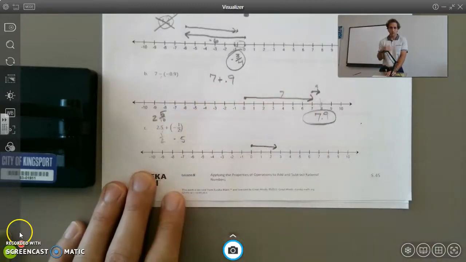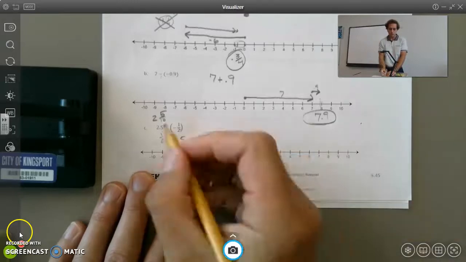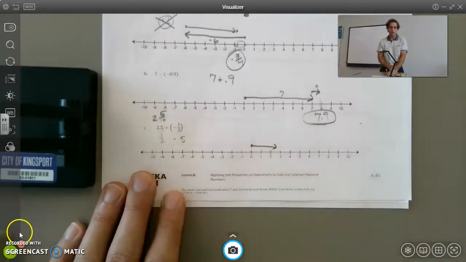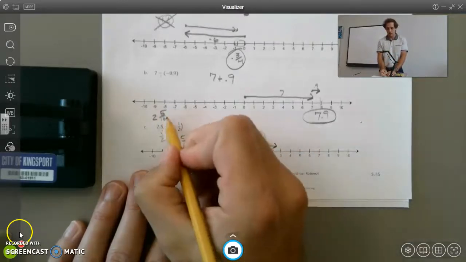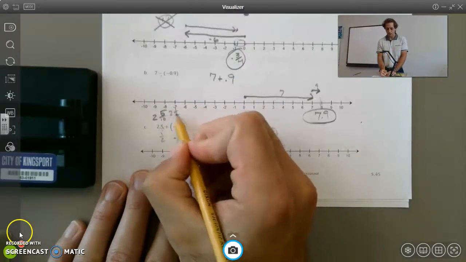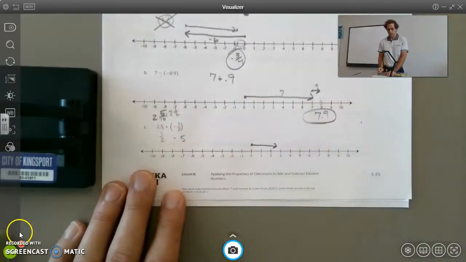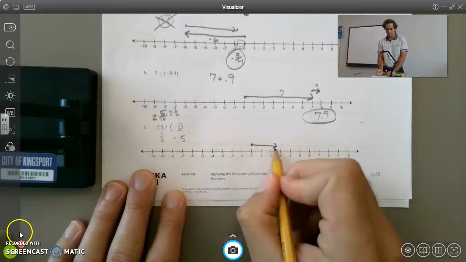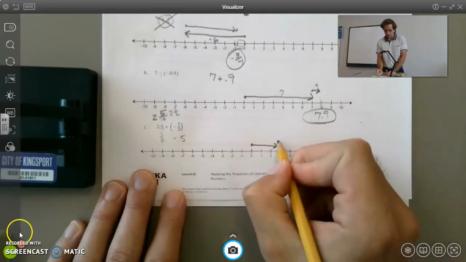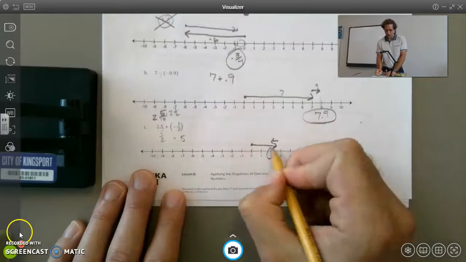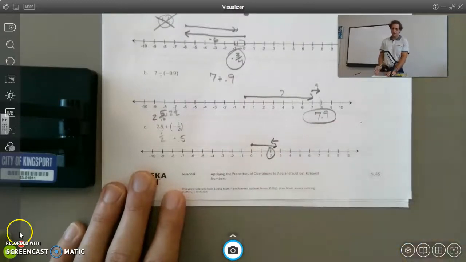Right? Hope that didn't hurt your brain. 2 and 5/10. This is literally, if this is 5/10, we write it as 5/10. Okay? It simplifies to 2 and 1/2. That's equivalent. And here we are, 2 and 1/2. This is negative 1/2, so let's go back 1/2 this direction, and we are at 2.